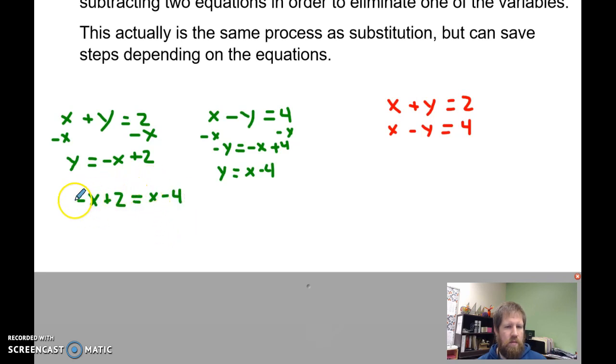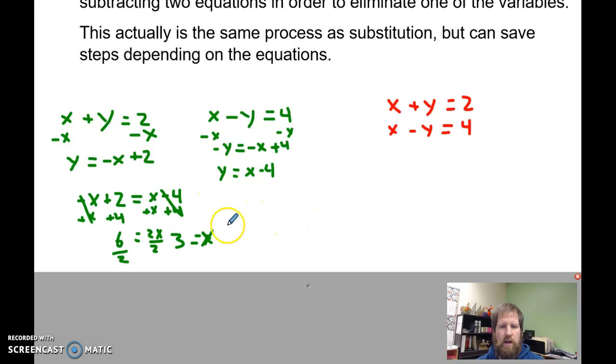I'm going to go ahead and move this negative x. So add x, add 4, add 4, and again I'm doing those two steps at the same time. x plus x is 2x equals 2 plus 4 or 6. Divide by 2, divide by 2. x is equal to 3. Okay, and I'm going to stop there. It would be easy to go through and plug that back into one of my equations, but I'm going to hold there, and we're going to go into elimination.